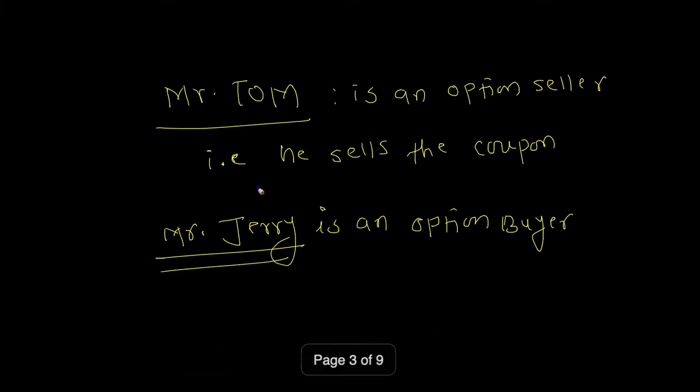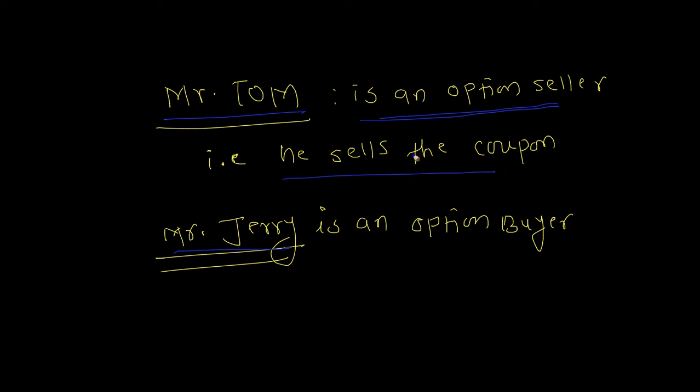While discussing these payoff graphs and other concepts, I'll be considering two people: Mr. Tom and Mr. Jerry. Tom is an option seller, who sells the coupon which we saw in the earlier video. Coupon means the card or the option which Tom will be selling. And Mr. Jerry is an option buyer, so he usually buys options or these coupons.